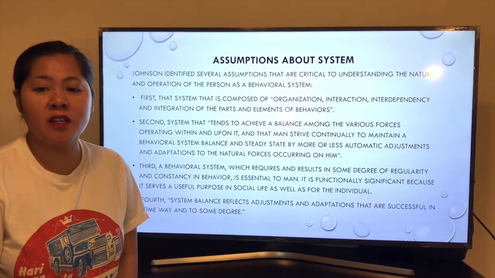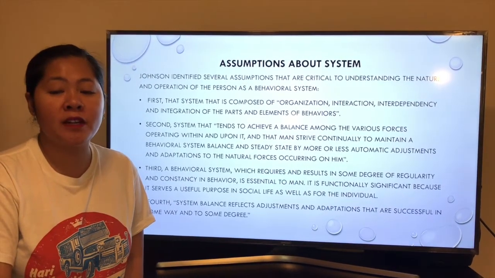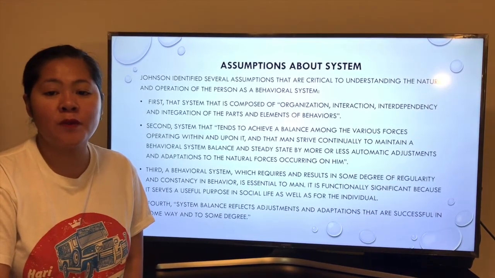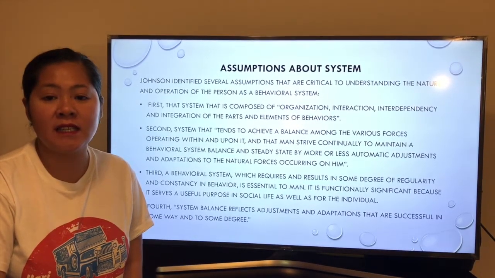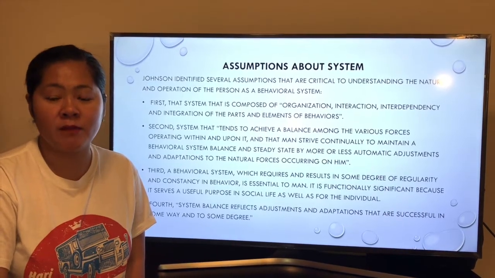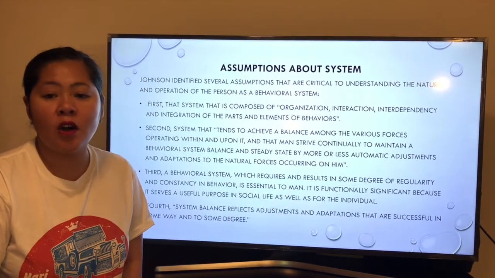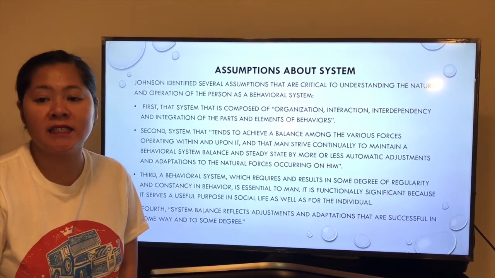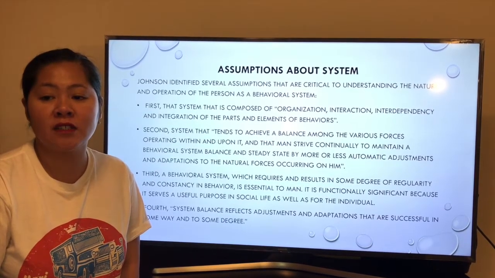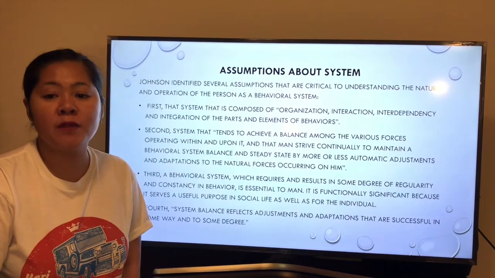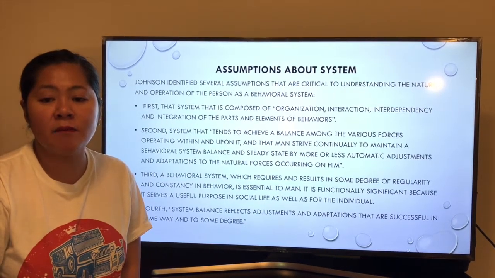Assumptions about the system. Johnson identified several assumptions that are critical to understanding the nature and operation of the person as a behavioral system. First, the system is composed of organization, interaction, interdependency, and integration of the parts and elements of the behavior. Second, a system tends to achieve a balance among the various forces operating within and upon it, and man strives continually to maintain a behavioral system balance and a steady state by more or less autonomic adjustment.